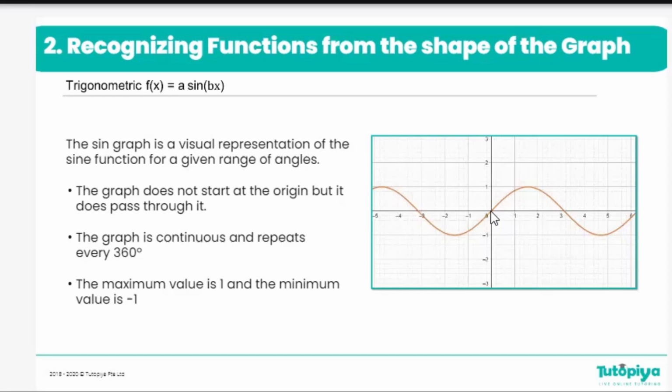Now, something about the sine graph that you need to know is that it repeats itself every 360 degrees. And we say the period of the sine graph is 360 degrees because that's where it repeats itself. And if the value of a here is 1, then the maximum value your sine graph can take would be 1. And the minimum value that it can take would be negative 1.